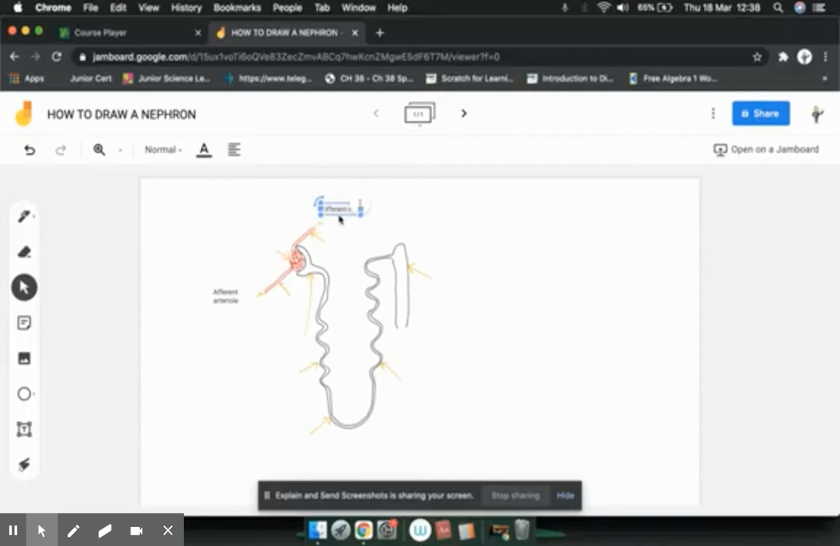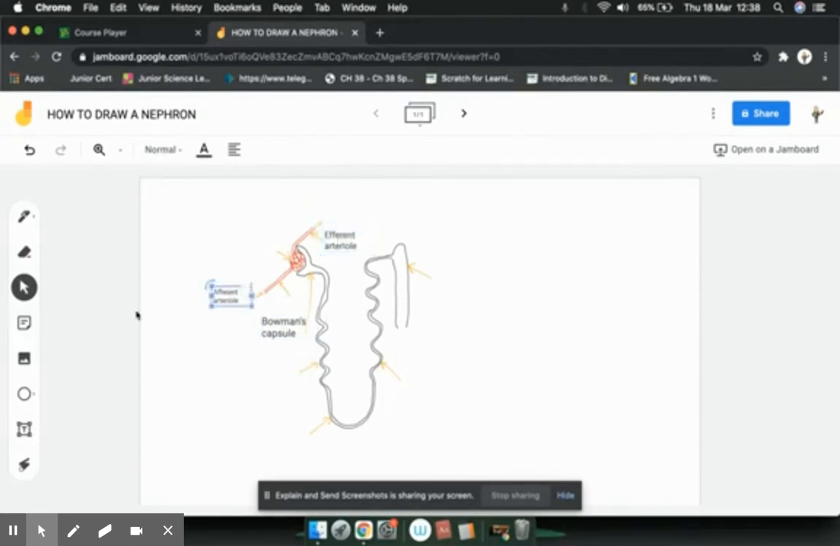Okay, and once it's going through Bowman's capsule, then it's passing down into the proximal convoluted tubule, which is where we're starting to see a little bit of the reabsorption of the water happening. You can see here I have the afferent arteriole and the efferent arteriole now labeled. One way to remember this, the direction of blood flow is in the alphabet, A always comes before E.